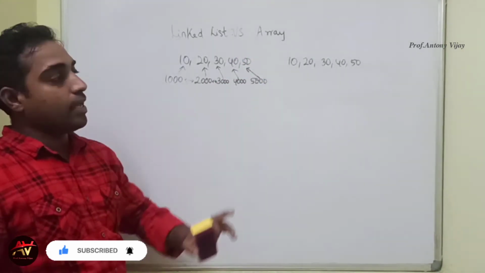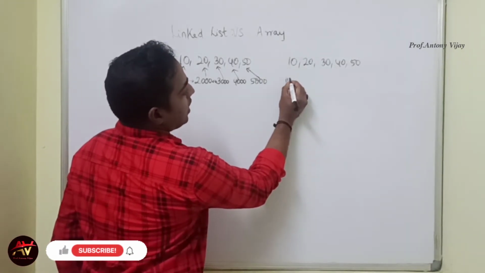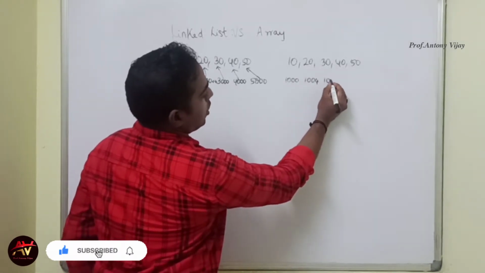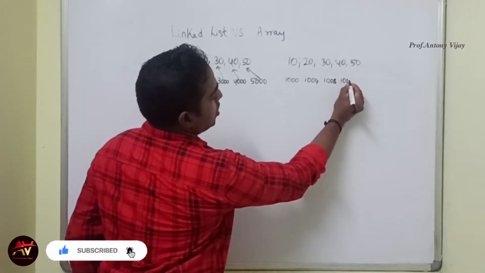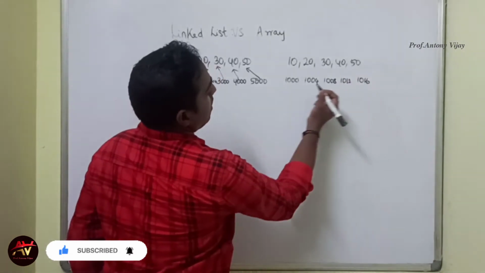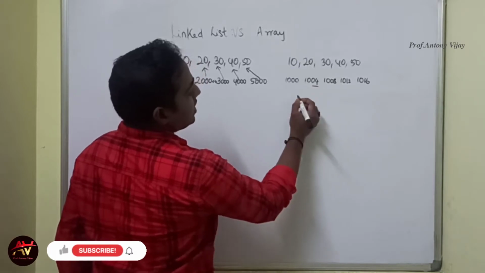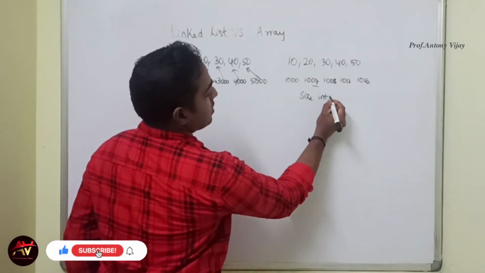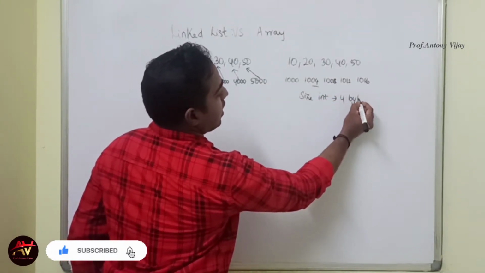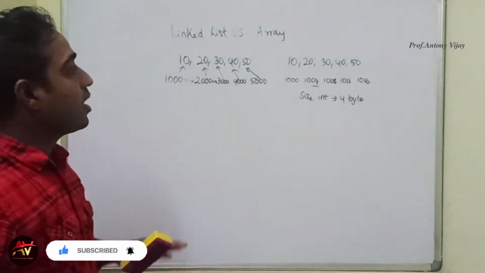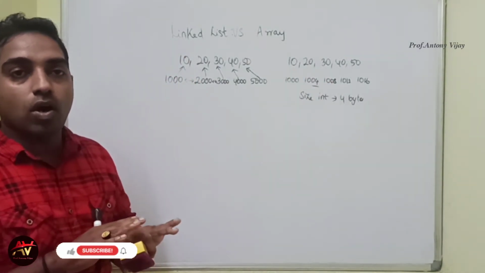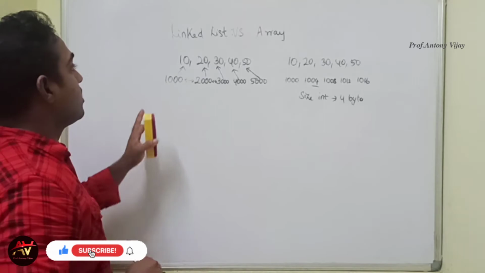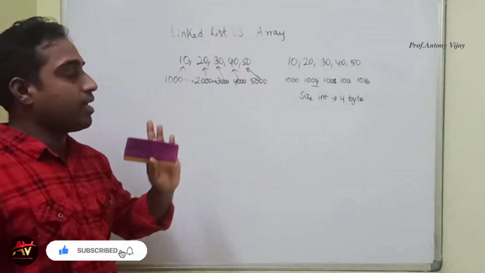But when I talk about array, for example, if my starting address is 1000, it will be 1004, then 1008, 1012 and 1016. Because 4 is the size of an integer. So the size of an integer is 4 bytes. Here the elements are stored in a sequential order, but in linked list elements are not stored in a sequential order, that is non-contiguous. This is the difference between linked list and array.